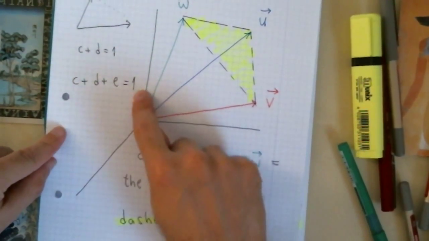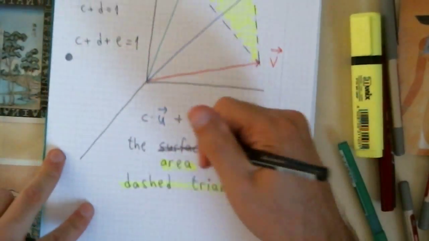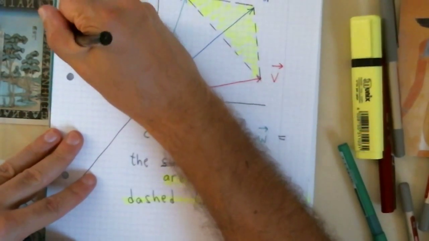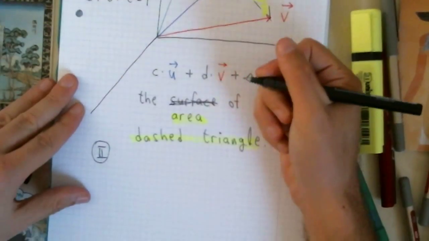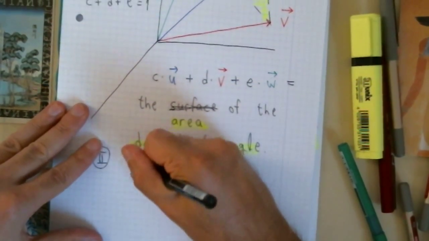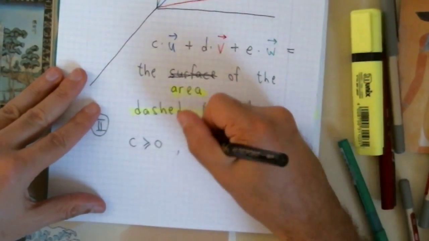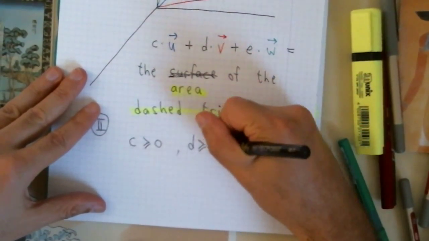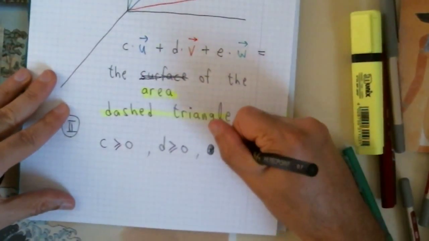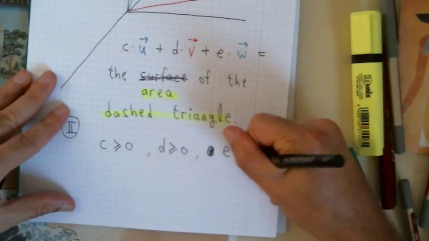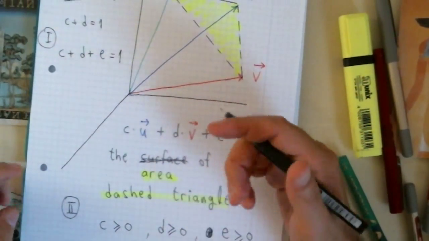So this is one condition, and the other one is like the book says, that C is greater or equal to 0, D is greater or equal to 0, E is greater or equal to 0. And I think that's it. These are the two conditions.